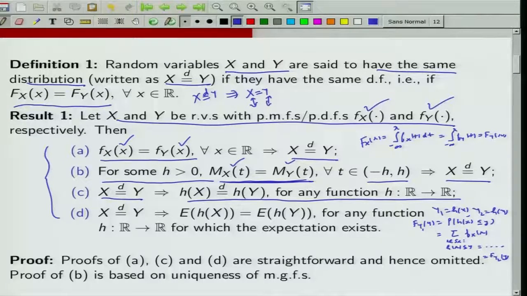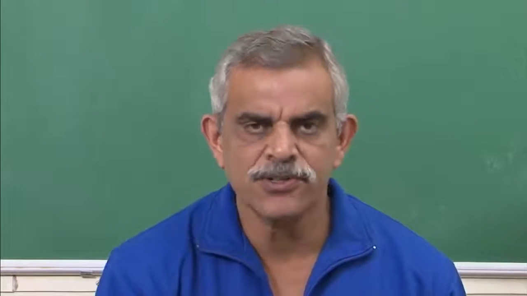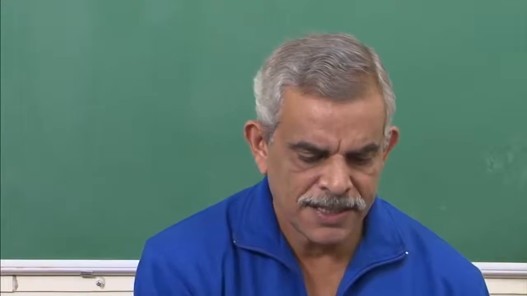So, if X and Y have the same distribution, then any function h of X has the same distribution as the corresponding function of Y. Now if X and Y have the same distribution, that means they have the same probability density function or the same probability mass function, so their expectations would also be the same. And that is what the next result says.